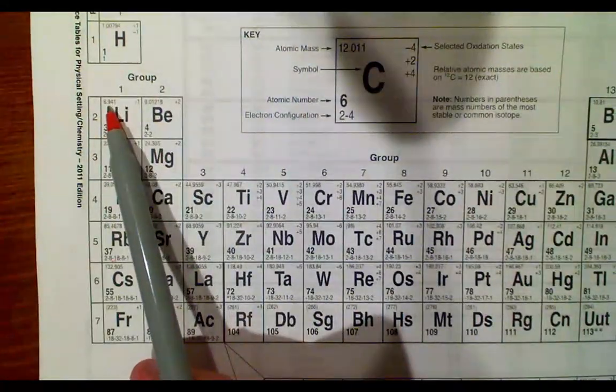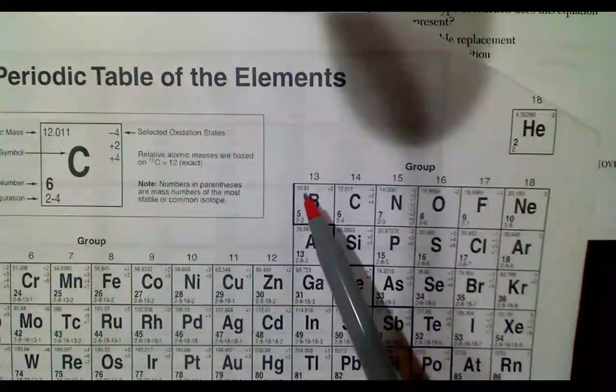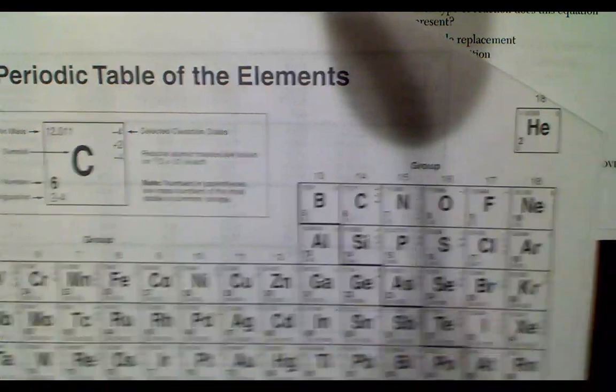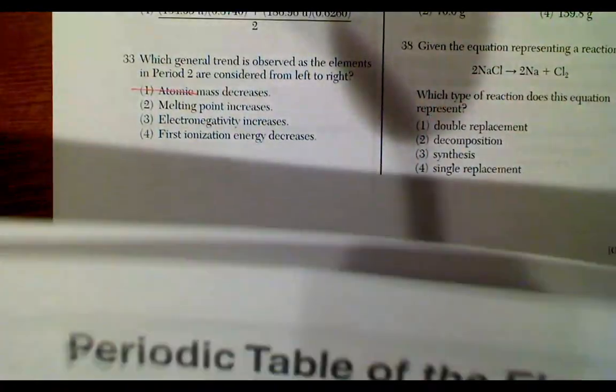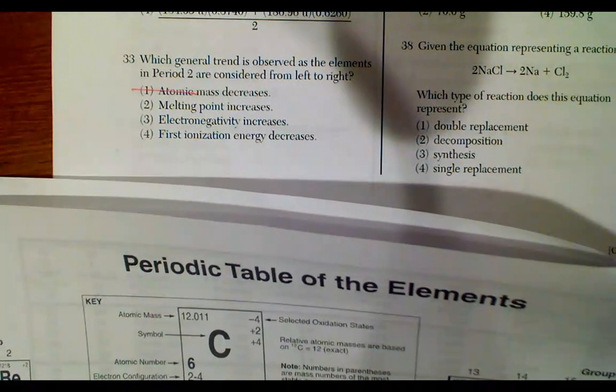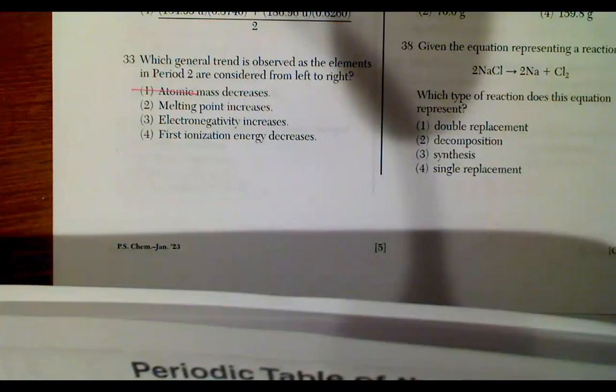Atomic mass of lithium is about 7. This is 9. That's not decreasing. And then we see, what, 11, 12, 14. Okay, mass is definitely not decreasing left to right. That's not going to be our correct answer. Melting point increasing. Electronegativity increasing. First ionization energy decreasing. Well, we'd have to actually look these up.